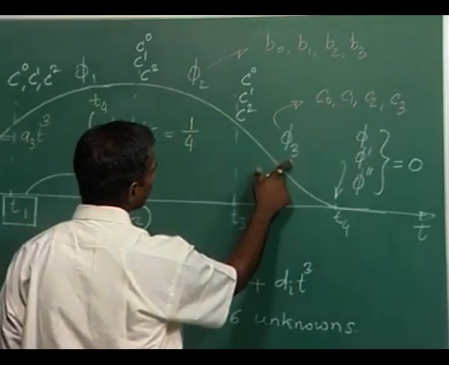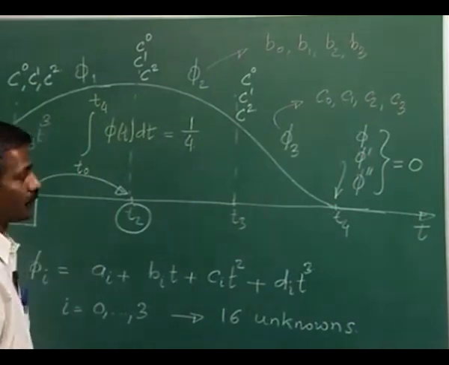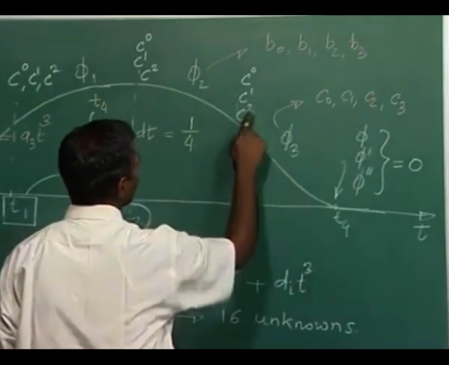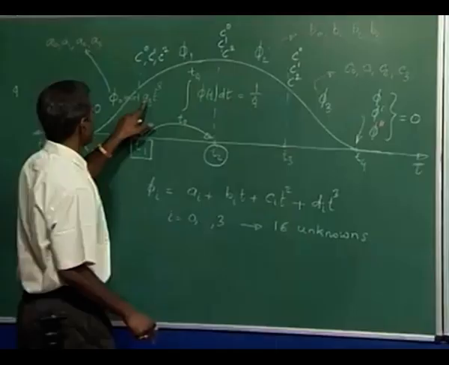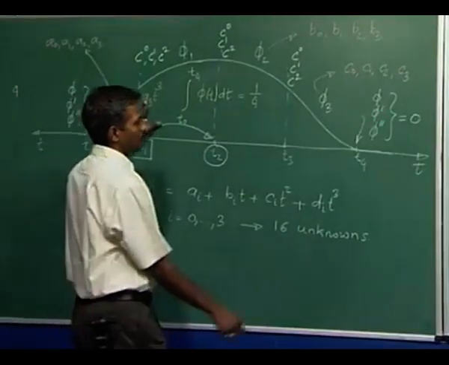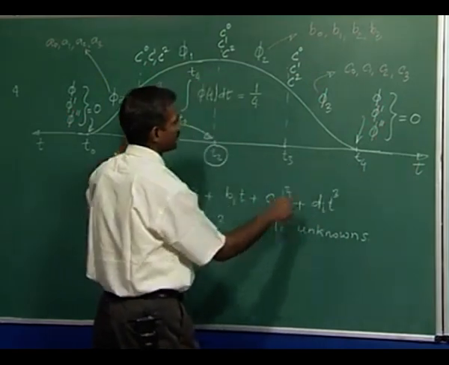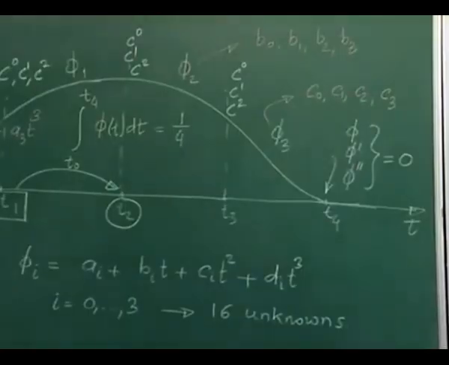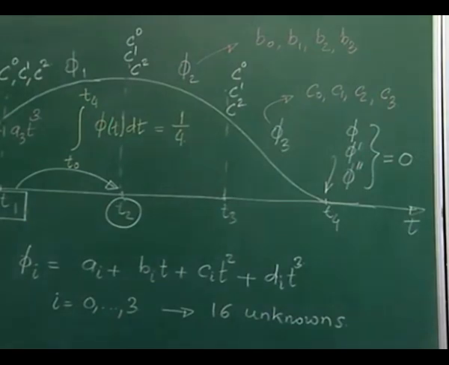Now if I work with phi 3 further, by the time I come here, I will have three unknowns. C0, C1, C2, using these three conditions, can be expressed in terms of, say, C3, B3, and A3. So by the time I reach T4, I'll have A3, B3, and C3 as unknowns, and I'll have three conditions to greet them. Well, how about this condition? I will not be able to use it. Let's go back.